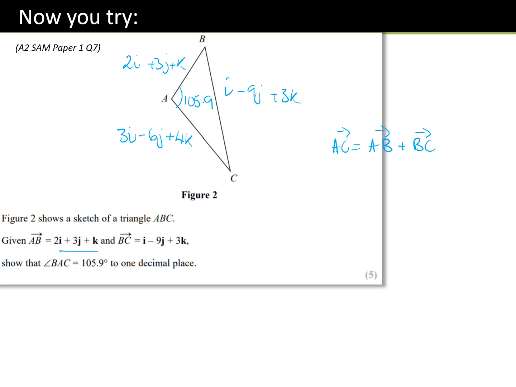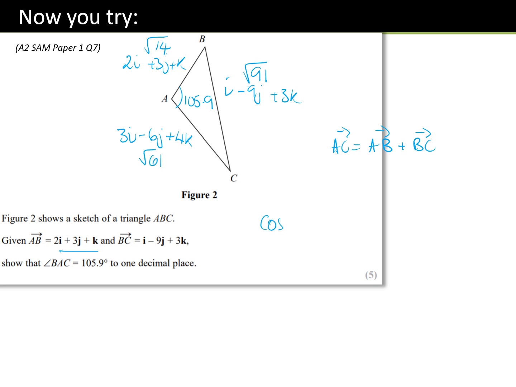Now what we can do is get the magnitude of each of those sides, and because we have all three sides, we'll then use the cosine rule. So doing Pythagoras, 2 squared plus 3 squared plus 1 squared and the square root, that one's going to be root 14. Doing the same to the next one, that's going to be root 91. And doing the same to the next one, that's going to be root 61.